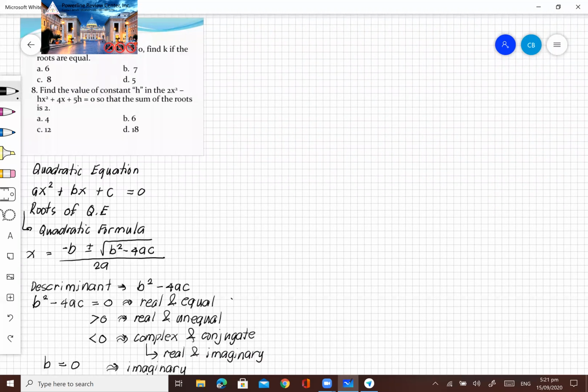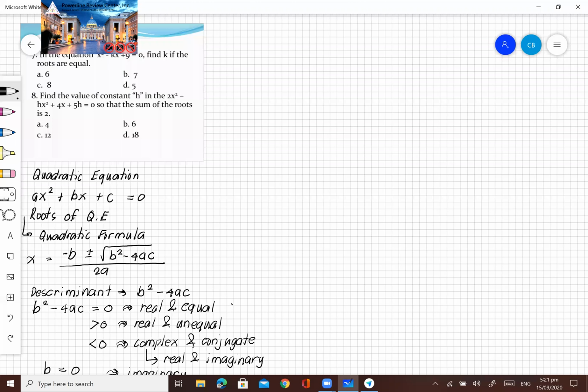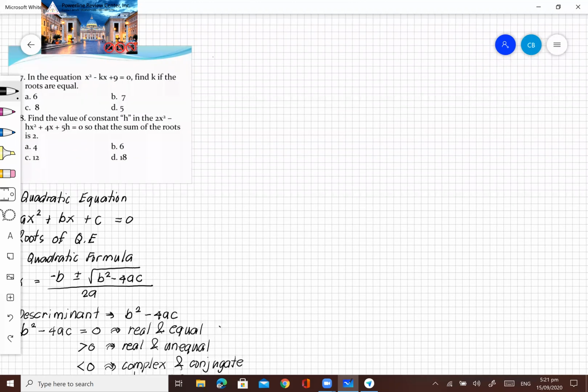So, problem 7 is asking for the following. Required: what is the value of k in the given equation if the roots are equal? So we say x1 is equal to x2. We know that for real and equal roots, b squared minus 4ac should be equal to 0.